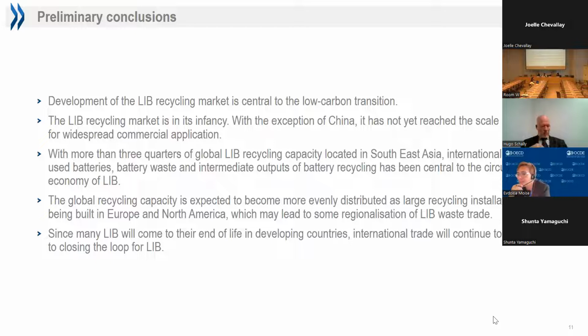And while the global recycling capacity is expected to become more evenly distributed in the future, many lithium-ion batteries will come to the end of life in developing countries. And so, given the technical and capital requirements for properly recycling and reusing them, international trade will continue to be central to closing the loop for lithium-ion batteries. Thank you.